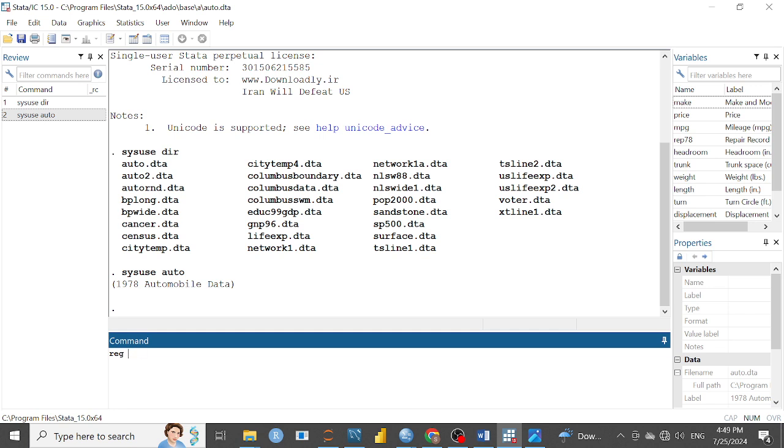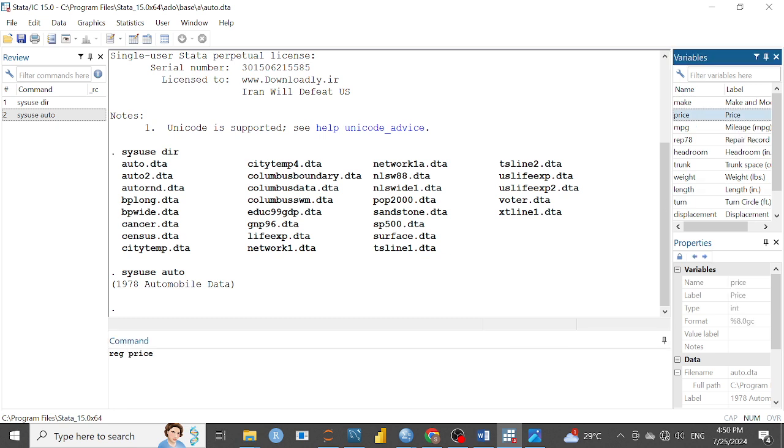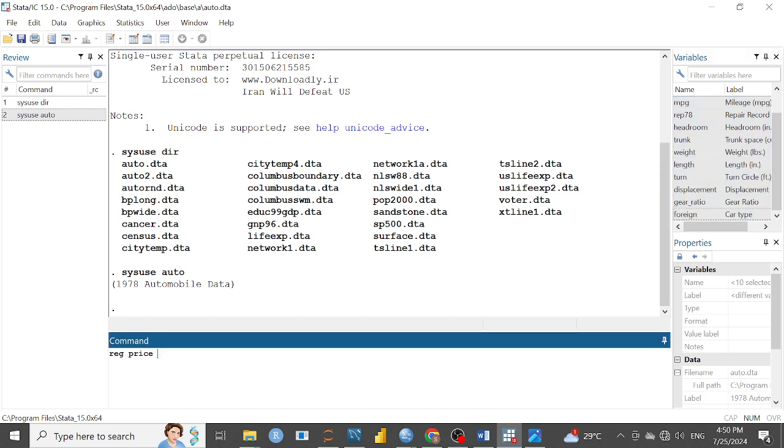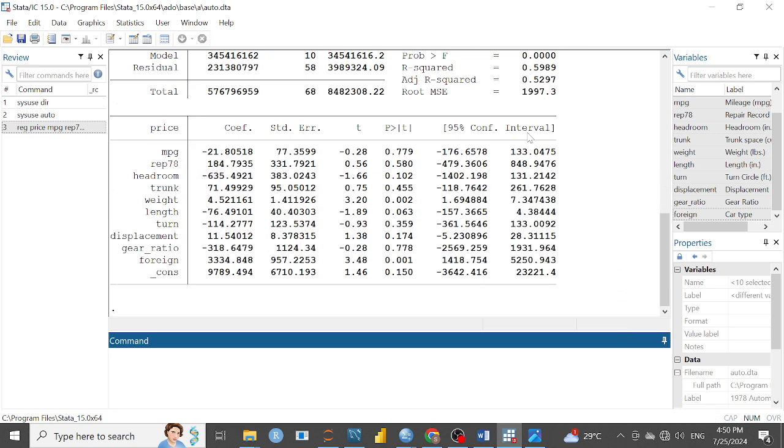It's allowed. So the first variable you type here is your y. The other ones that follow the y are referred to as independent variables. That is the default in Stata. Price. The other ones, I can just copy them, right click, copy variable list, and drop them here. You can see reg price, all of these, all the way to the last one, foreign. You enter. The result comes out.